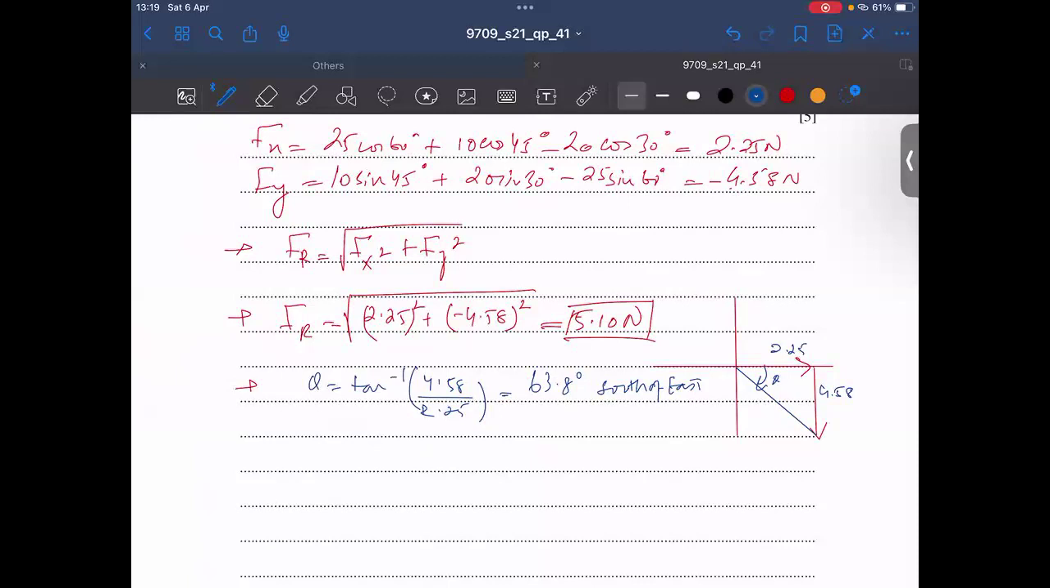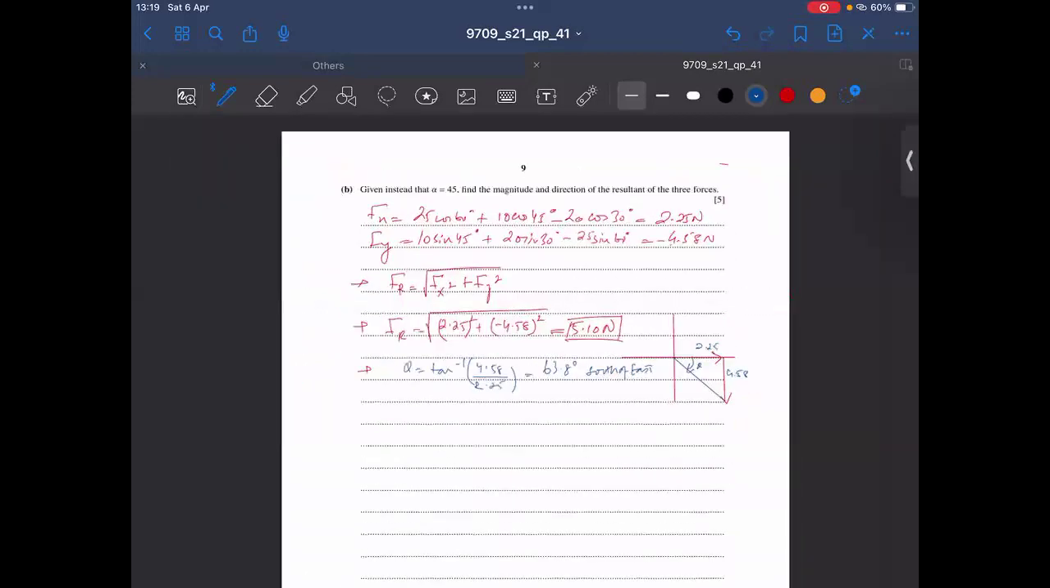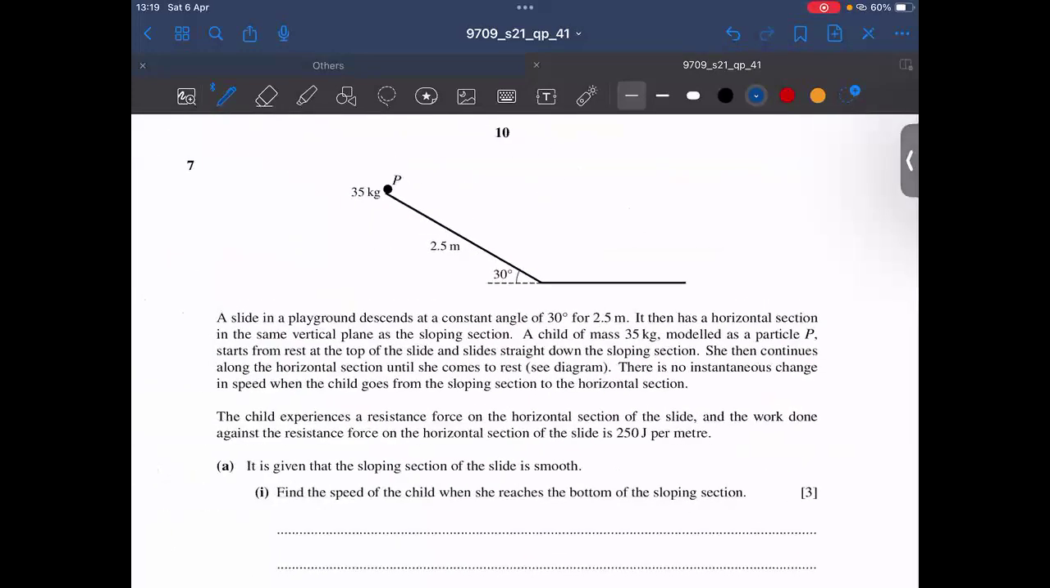Resultant is 5.1. Okay, yes, it is 63.8. Yes. Okay, so the answer is correct, and the direction is below the positive x-axis.